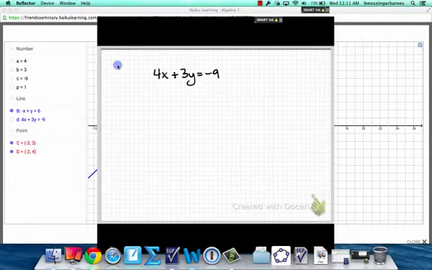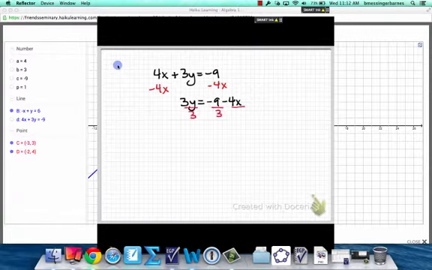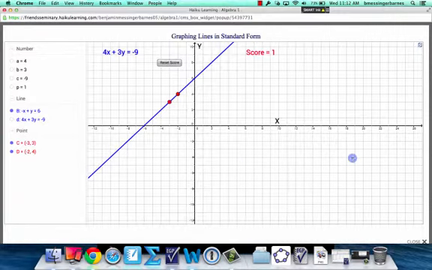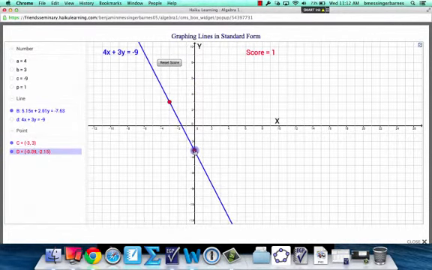So here we go. Let's subtract 4x from both sides. We end up with 3y equals negative 9 minus 4x. We'll divide both sides of this equation by 3, yielding our final equation, y equals negative 3 minus 4/3 x. So hopefully we can just remember this moving on. So our y-intercept is negative 3, our slope is negative 4/3.